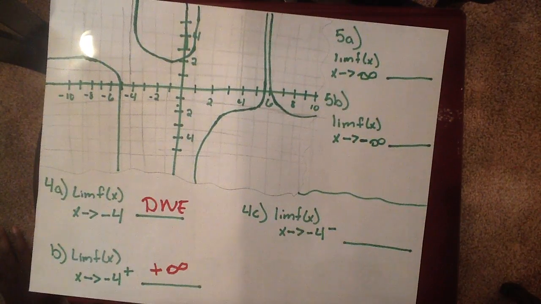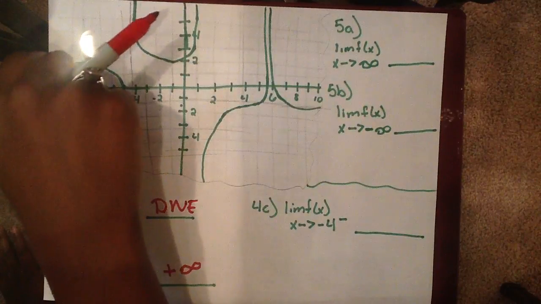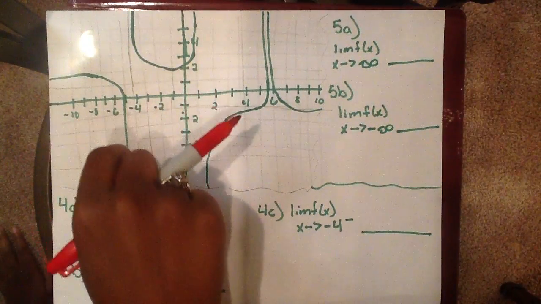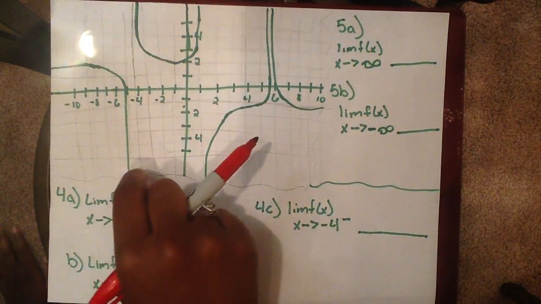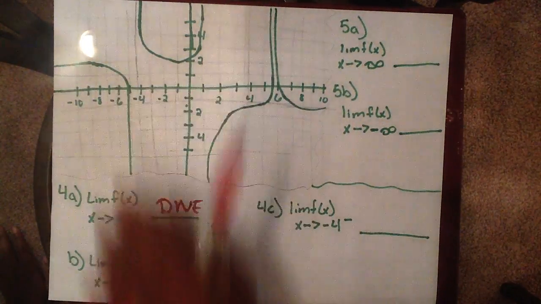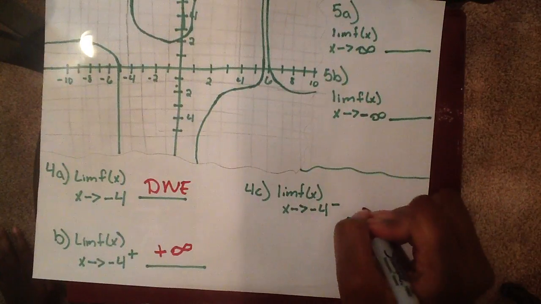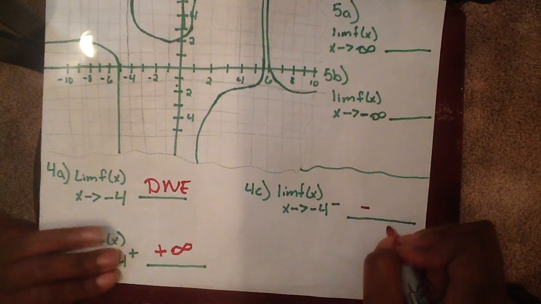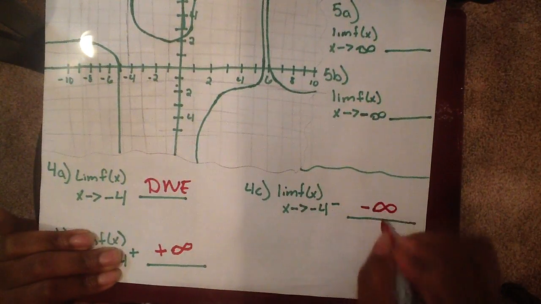And then for 4c, we have to find the limit of f of x as x approaches -4 from the left. So looking from the left, we see, similar to our other one, it's going towards -4, but it's never going to touch it. It's really close, but it's not going to touch. And it's going in a negative direction infinitely. So our answer for letter C is going to be negative infinity.